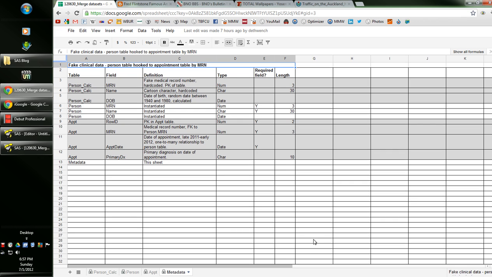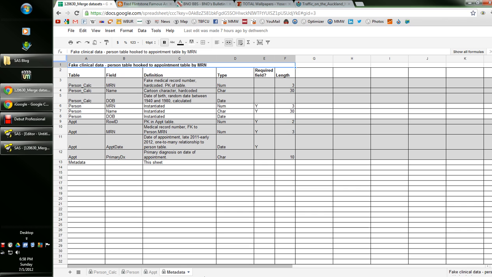So here's our dilemma. Here's this fake data I made. This is about a fictitious situation. It's a clinic that opened last year in 2011 that only serves cartoon characters. And I want to emphasize that this is fabricated data. This is not real data about cartoon characters because that's against HIPAA to share. All right. So this is our metadata.